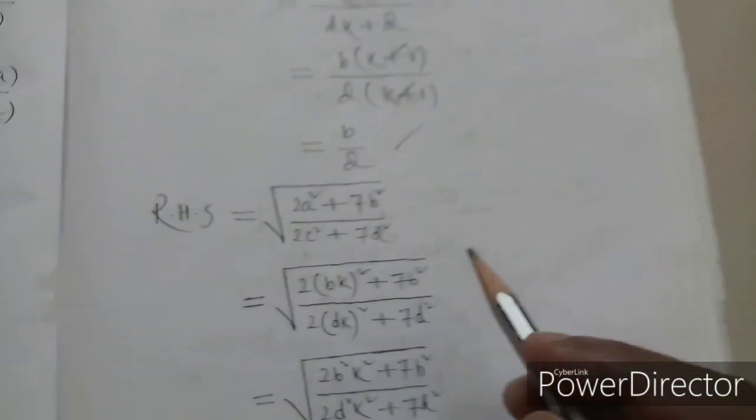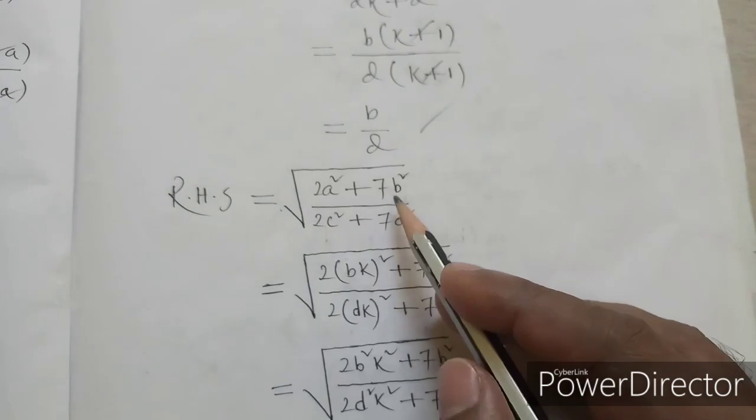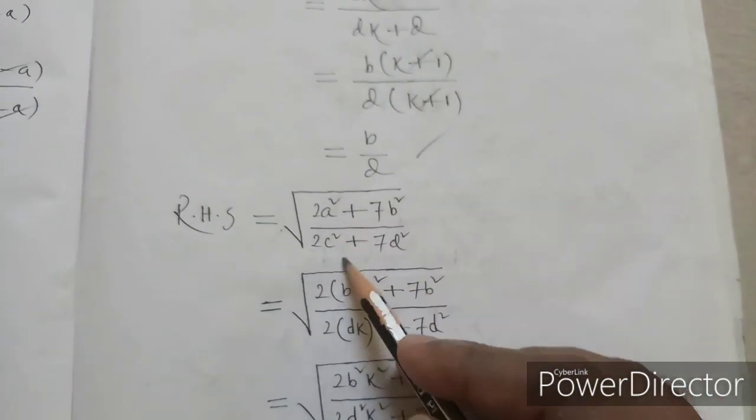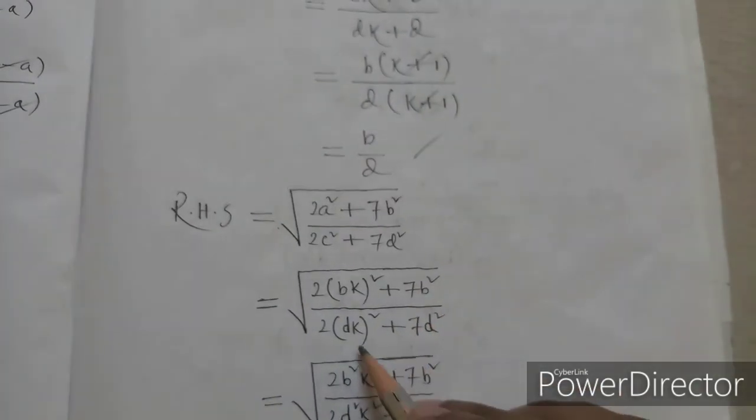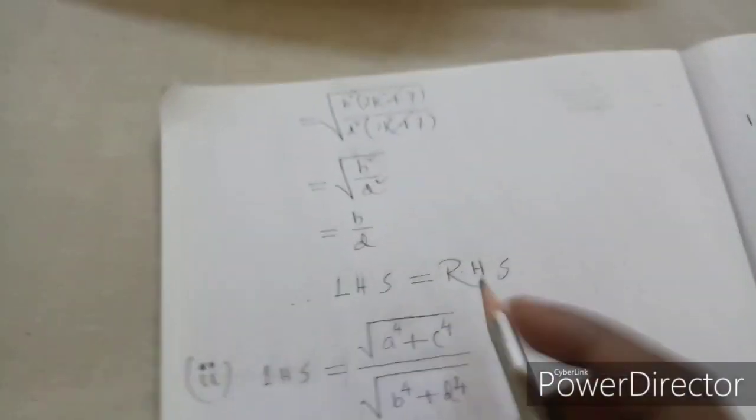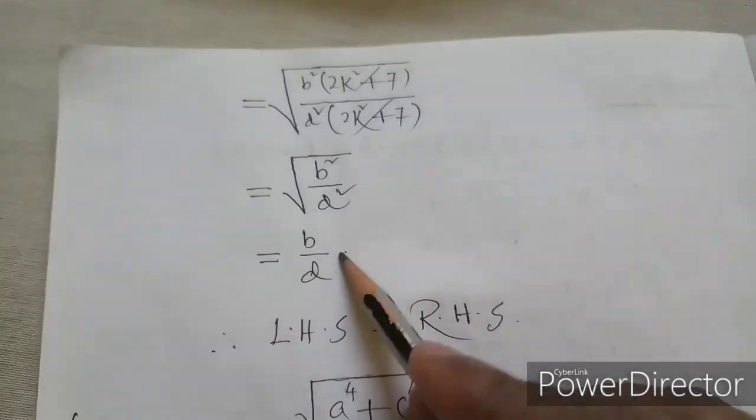So now right hand side, root under (2a² + 7b²)/(2c² + 7d²). Put the value of a and c here. So (bk)², (dk)². After simplification we got b/d. Okay, so left hand side equals right hand side.